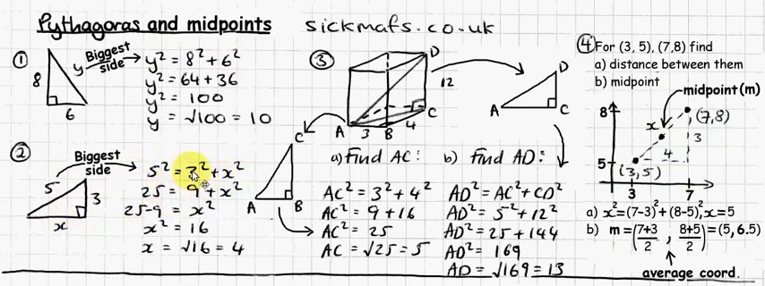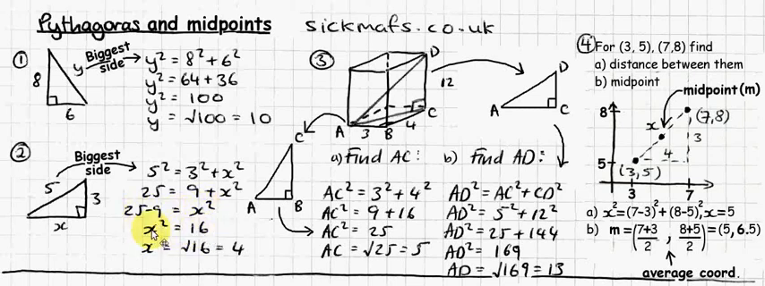So 5 squared is 25, 3 squared is 9, and x squared is still just x squared. We're trying to work out what x is, so eventually we want x by itself. So we're going to move the 9 to the other side to get 25 minus 9 is equal to x squared. This is a very simple equation trick. If you don't know that trick, just go to my website, sickmaths.co.uk, and go to the basic equations video. Now 25 minus 9 equals x squared, therefore x squared is equal to 16.